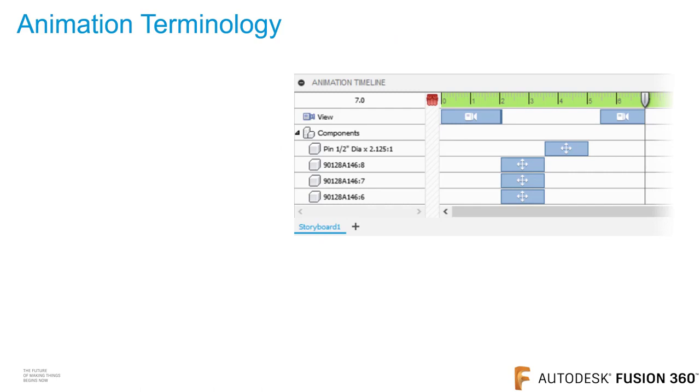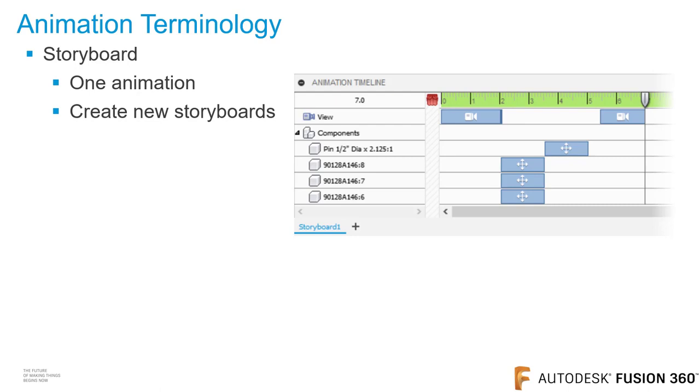Next, I want to go over some terminology. When you enter the animation workspace, at the lower left-hand corner of your screen is the storyboard area. The storyboard contains all the information for one animation. By clicking on the plus symbol, you can create a new storyboard. You can also copy a storyboard, and you can reverse a storyboard. Usually the first storyboard that you create shows how the components will be disassembled. You can copy that storyboard and reverse it. By reversing the storyboard, you'll show how the components will be assembled.